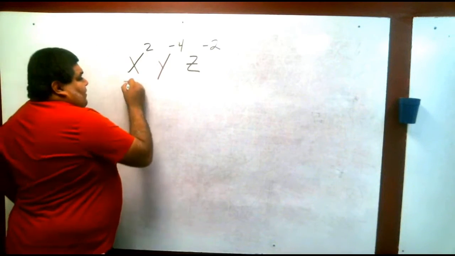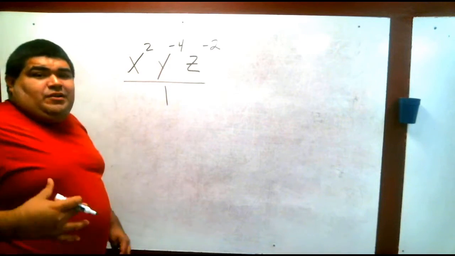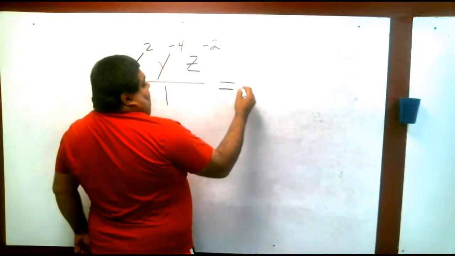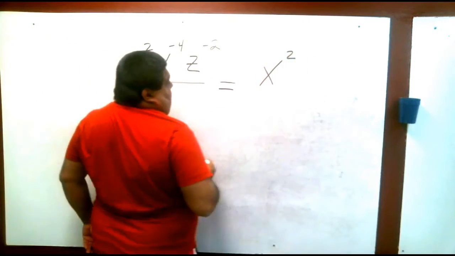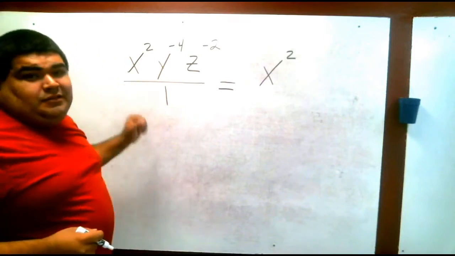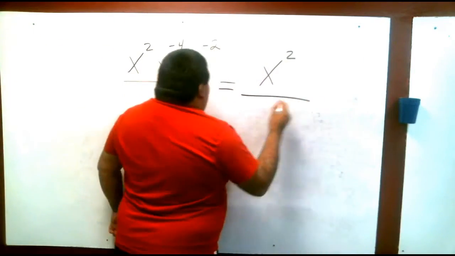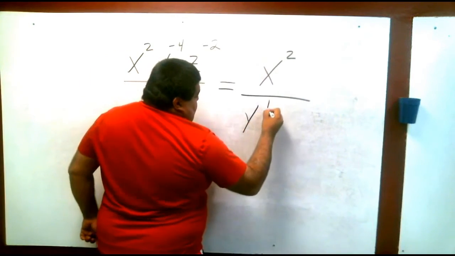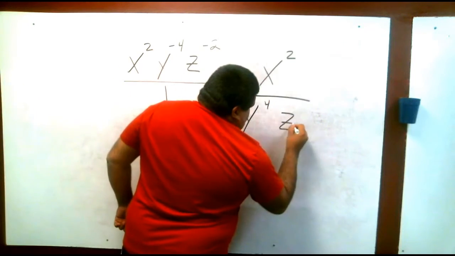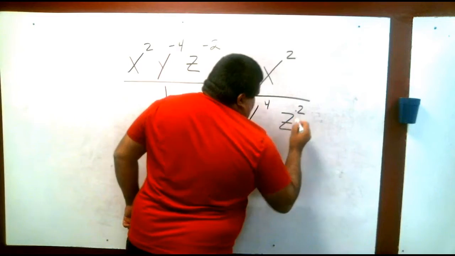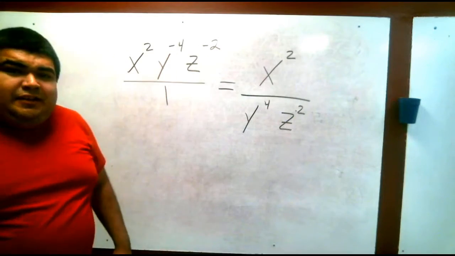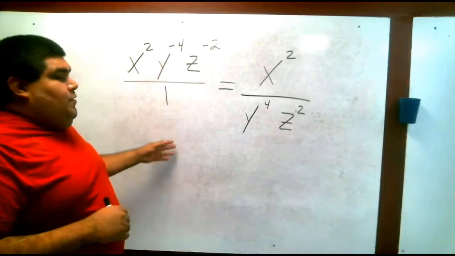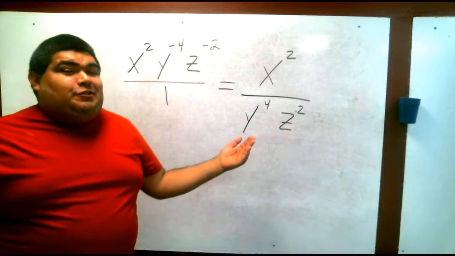All we're going to flip, again, there's always a 1 under, is the ones that are negative. So we'll leave the x squared on top, because we don't need to change it, because it's positive. But y and z are negatives, so they flip. Now they're on the bottom as y to the 4th, z to the 2nd power. And that is it. That's all we're doing today. Okay, just flipping them, making them positive because we don't want to deal with negative exponents.